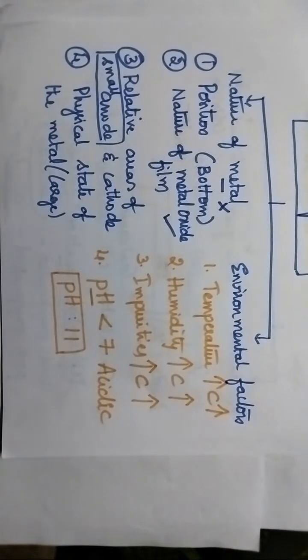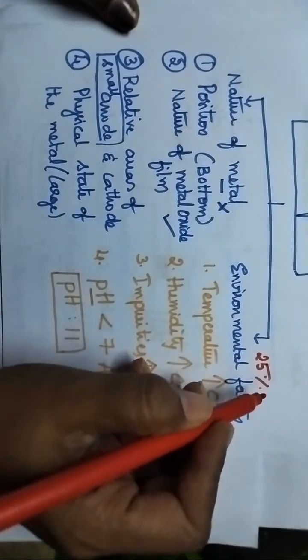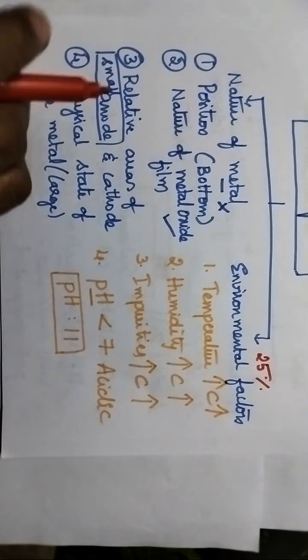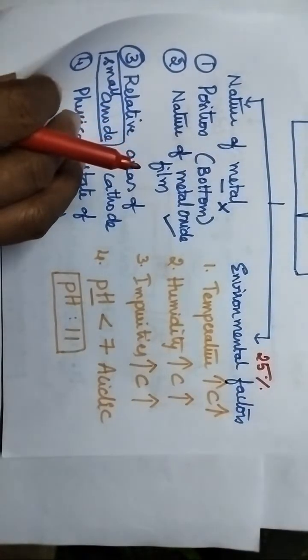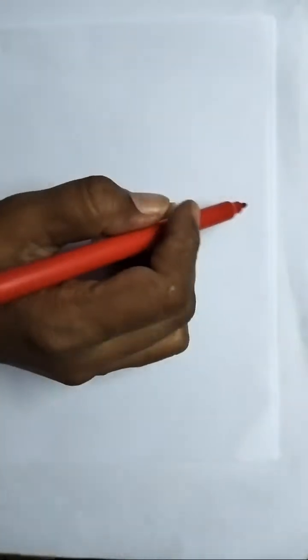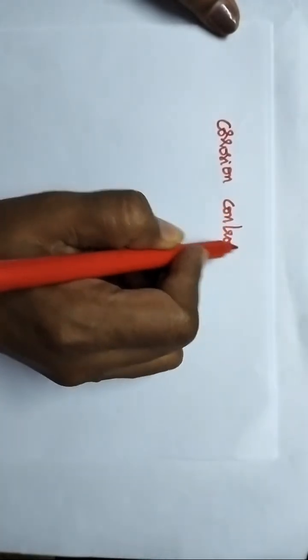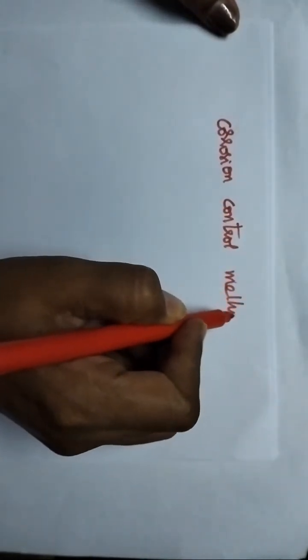So it has been reported that 25% of iron products are wasted annually only because of corrosion. So that's why we have to discuss in brief the corrosion control methods. So coming to the corrosion control methods, there are several types, especially coming to cathodic protection.